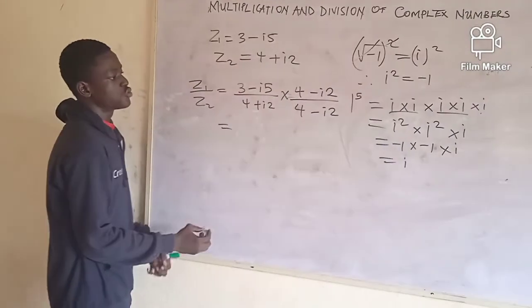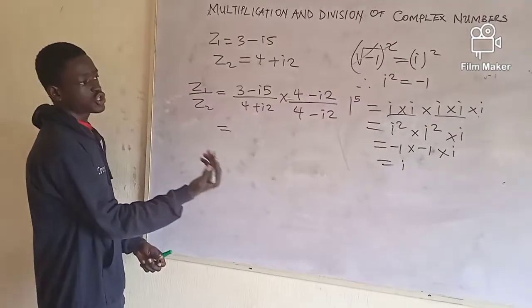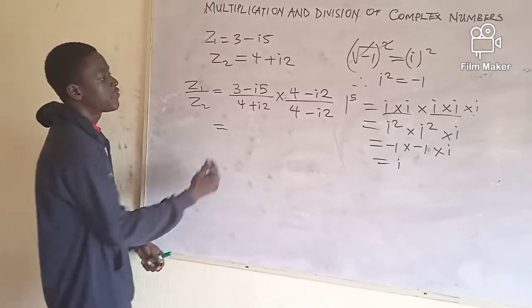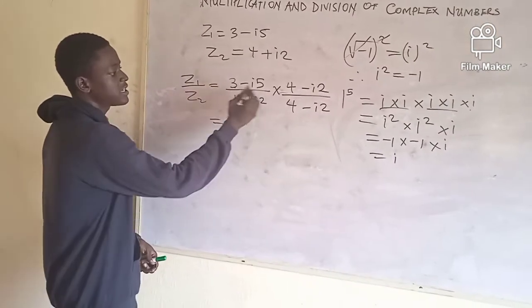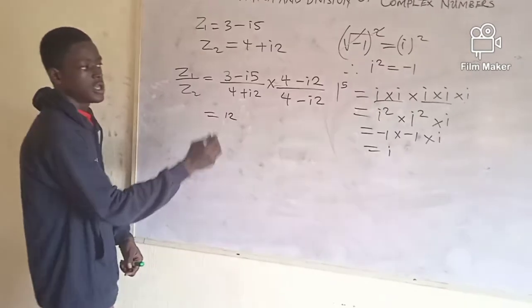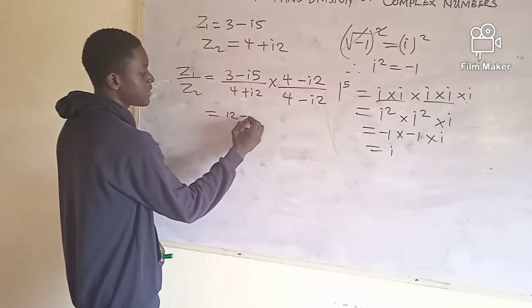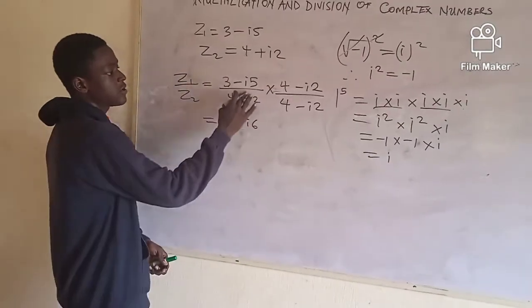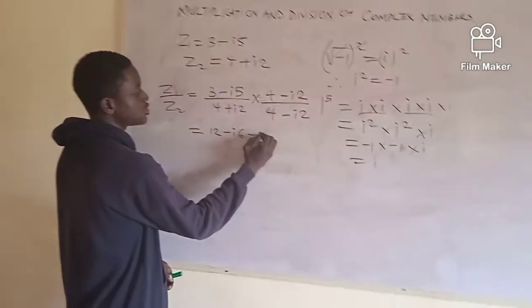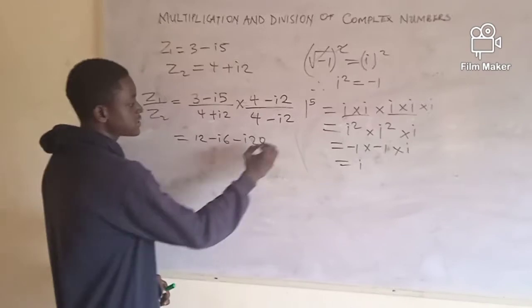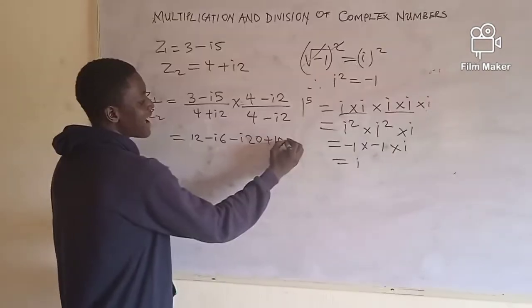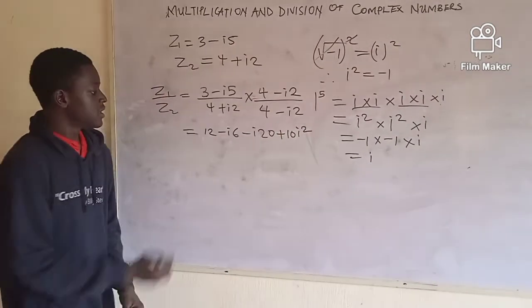This is equal to normal multiplication of complex numbers like we did before. 3 minus 5i times 4 minus 2i. 3 times 4 gives us 12. 3 times minus 2i gives us minus 6i. Minus 5i times 4 gives us minus 20i. Minus 5i times minus 2i gives us plus 10i squared.